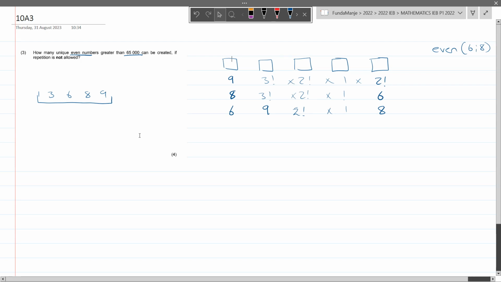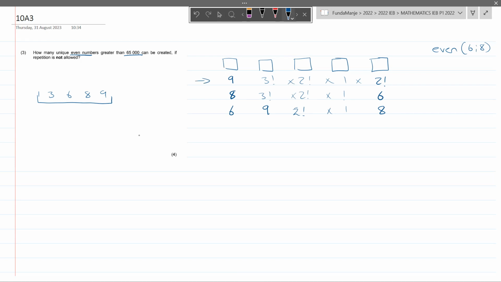And for my first configuration, I have 9. So I've preset this value to be 9, which means it's already greater than 65,000 because this is going to be 90 something thousand. Basically, what we're looking at mostly is this and that. We need this last number to either be a 6 or 8, because we can tell whether numbers are even or odd by the last number. If the last number is even, that means the entire number is even. So even numbers in this arsenal, we have 6 and 8.